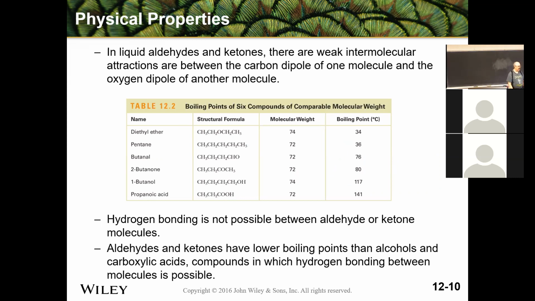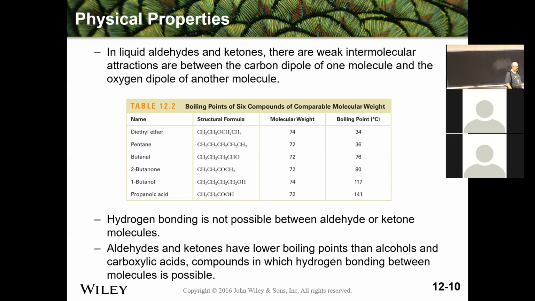For liquid aldehydes and ketones, there are weak intermolecular attractions between the carbon dipole of one molecule and the oxygen dipole of another molecule. Hydrogen bonding is not possible between aldehyde or ketone molecules. As a result, aldehydes and ketones have lower boiling points than alcohols or carboxylic acids, which are compounds in which hydrogen bonding between molecules is possible.